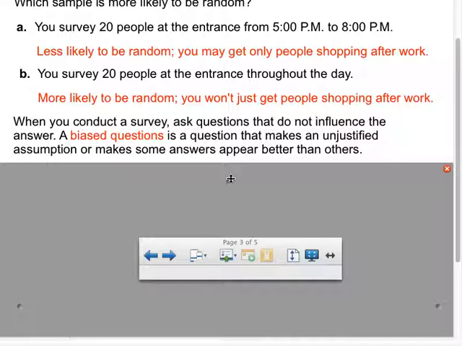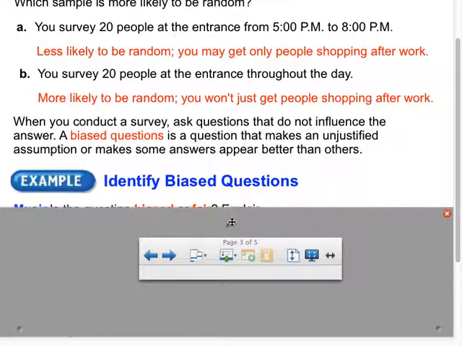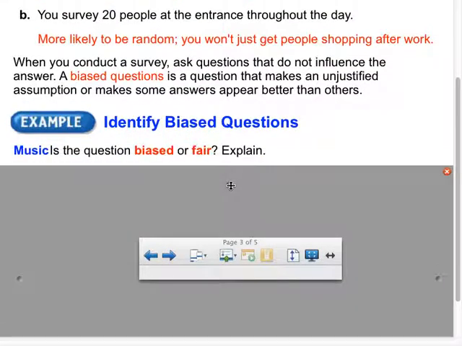If it uses adjectives that are opinion-based, like this tastes yucky, right? Or this color's ugly, opinion-based adjectives, not adjectives that are factual, like the color of this car is blue. That's an adjective that describes the car, but it's not opinion-based. Does that make sense? So if the adjectives are something that you would use to describe something based upon your opinion, that's more likely to be a biased question. So let me show you some biased and unbiased questions. Identifying biased questions. So we're going to talk about music. Is the question biased or fair?